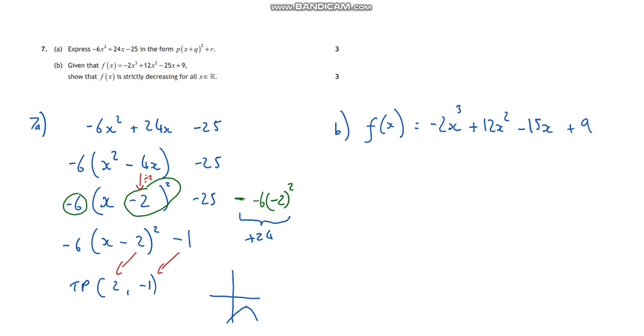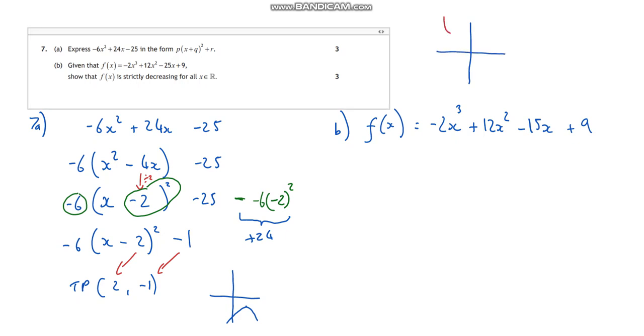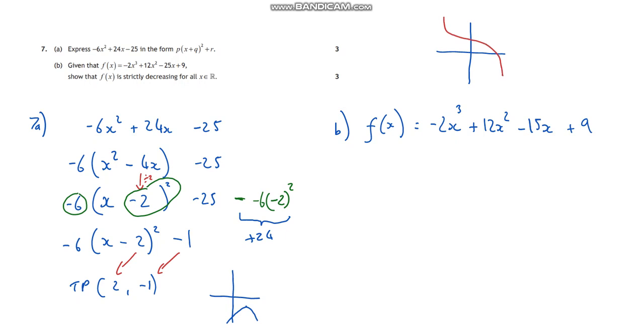So I mean, what might that actually look like? We could have a function like this. It could have a point of inflection. It might be doing something like that. That is always decreasing, isn't it? Negative, negative, negative. That's a turning point I've tried to draw there. Negative, negative, negative, negative. So it could be something like that.